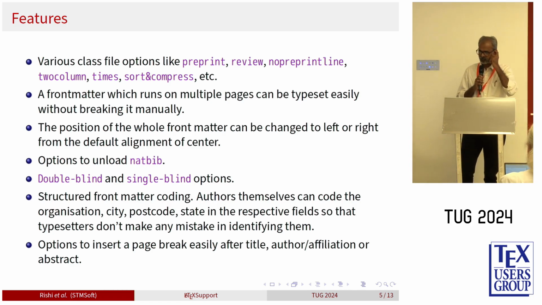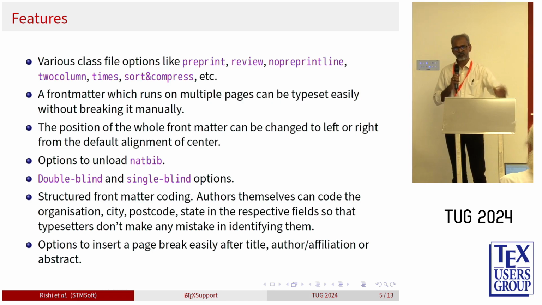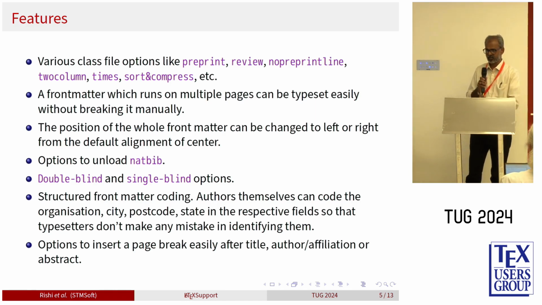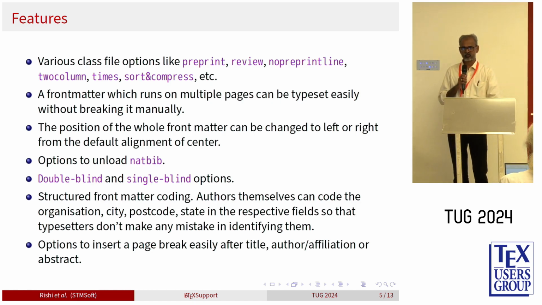As I said before, if they want to typeset a manuscript for another purpose, not for submitting to Elsevier journals, they can align the front matter to left, right, or center. By default, it is center. If any packages clash with natbib, which is loaded by default, they can unload it. There's an option for that also. Double blind and single blind options are available, if the journal requires it to be single blind or double blind. These options can be used.